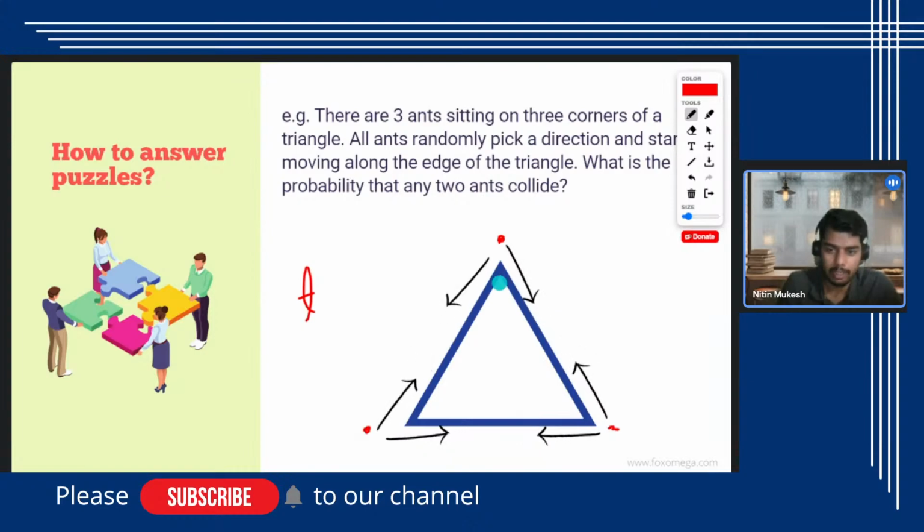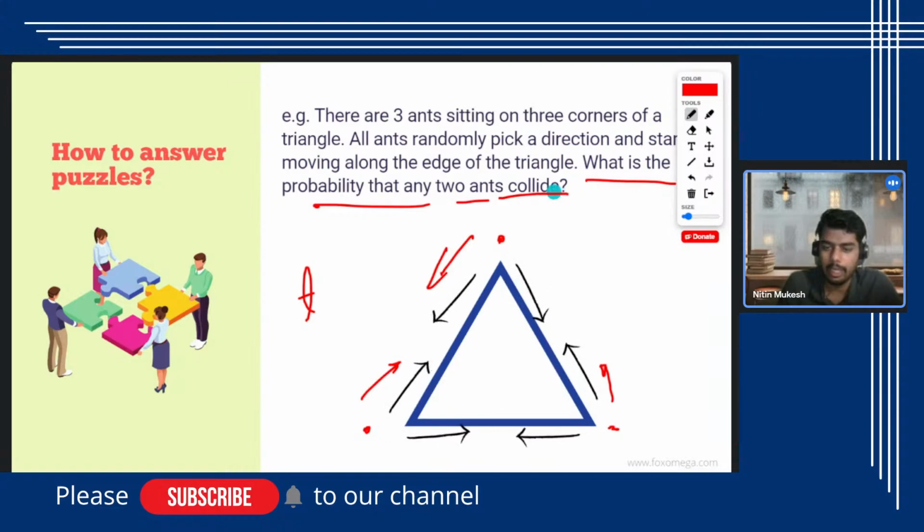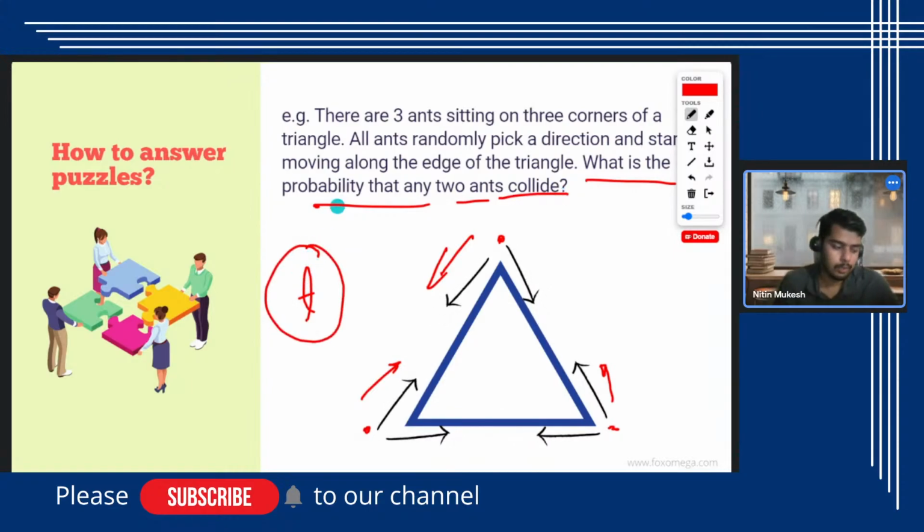So at any particular point of time, the ants pick a direction and start moving along it. Maybe this ant started going this side, this ant started going this side, and this ant started going this side. Whatever direction they choose randomly, they'll start moving in that direction. Then what is the probability that two ants are going to collide? Any two ants. So you have to find out this particular probability. I will watch the chat for you, so maybe you can take 1 or 2 minutes to guess or arrive at some answer for this problem.